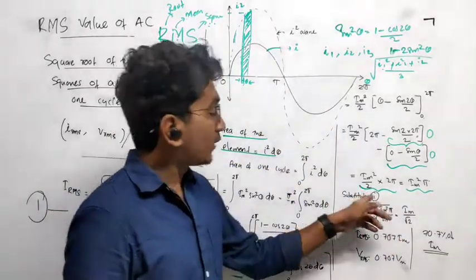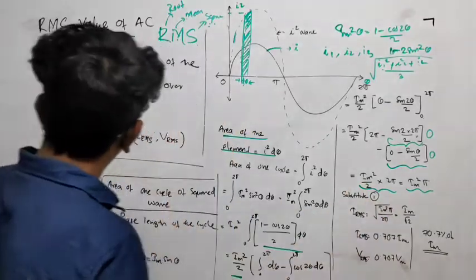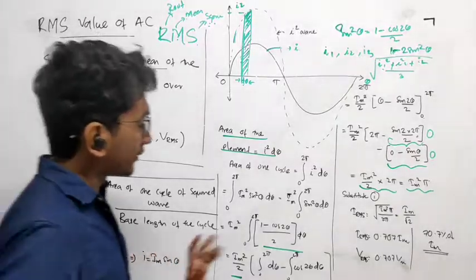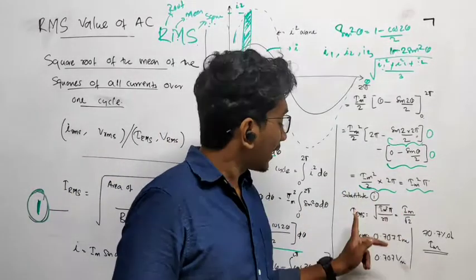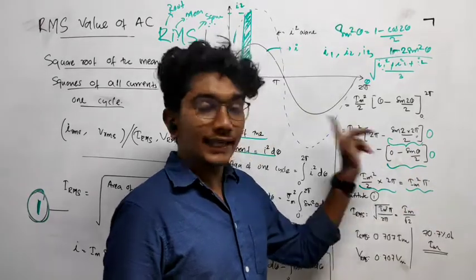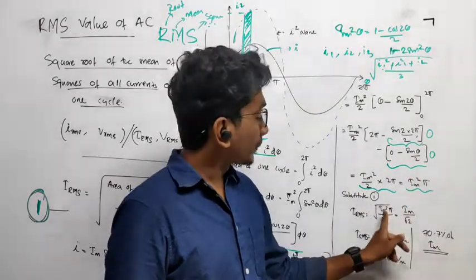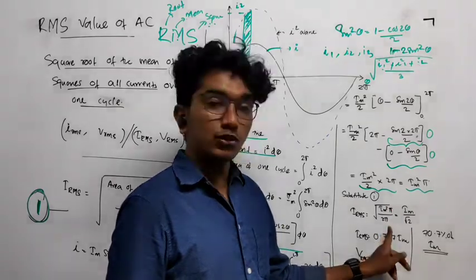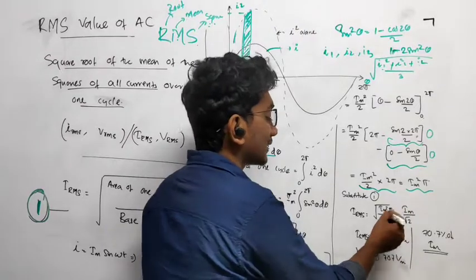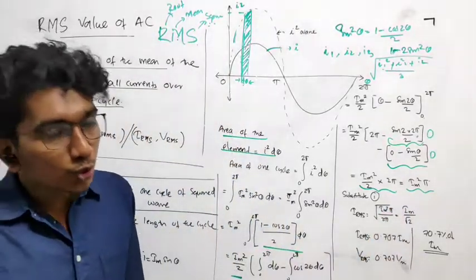Okay. Substitute the value in the formula for Irms. Irms is equal to root of the area, that is Im square into pi, divided by 2 pi, which is equal to Im divided by root 2, because pi will get cancelled.